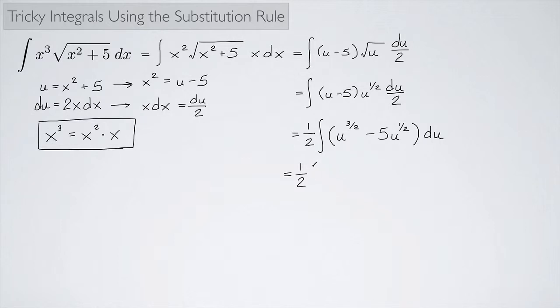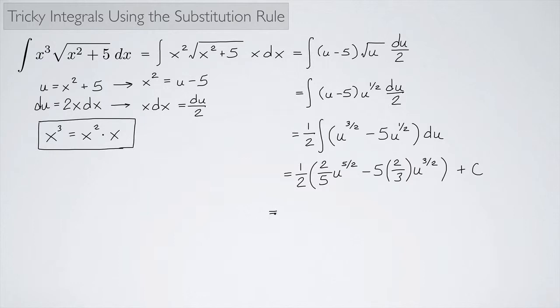So this is going to be 1/2 times, okay, and then this is going to be u to the 5/2 divided by 5/2, but I'm going to rewrite it as 2/5 u to the 5/2. Remember, this is just u to the 5/2 all divided by 5/2, but dividing by 5/2 is the same thing as multiplying by 2/5. Dividing by a fraction is the same thing as multiplying by the reciprocal. Minus 5 times, and this is going to be u to the 3/2 divided by 3/2, or 2/3 u to the 3/2, plus a constant.